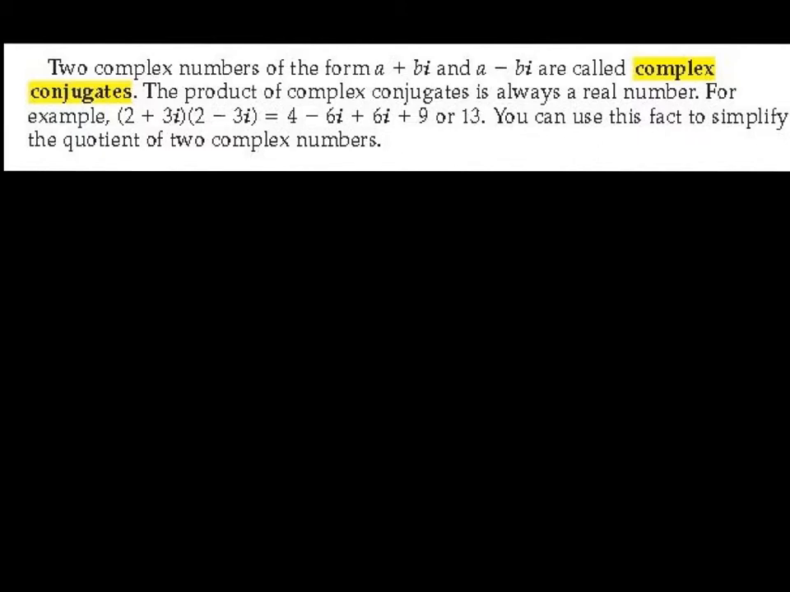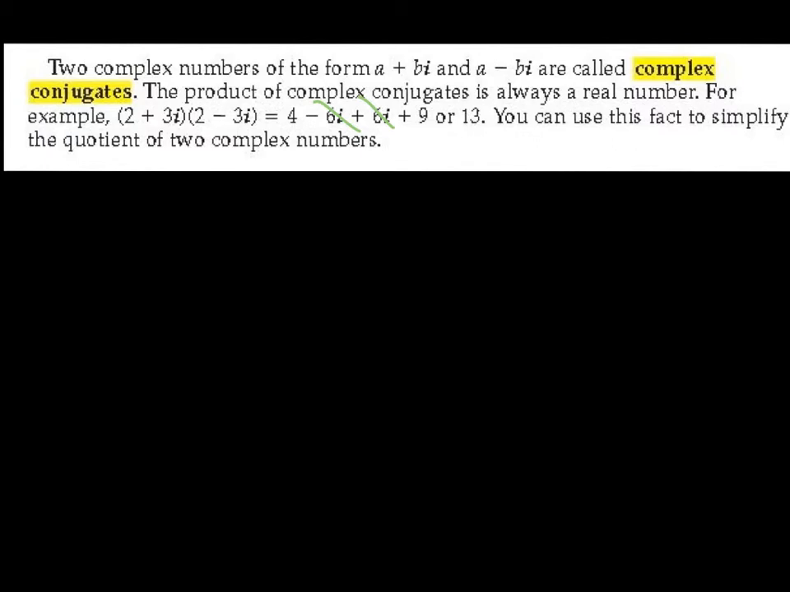Two complex numbers of the form a plus bi and a minus bi are called complex conjugates. The product of complex conjugates is always a real number. For example, if we multiply 2 plus 3i times 2 minus 3i, 2 times 2 is 4, minus 6i plus 6i, minus 9i squared would be the same as plus 9. The i's are going to cancel out, so all we have left is 4 plus 9 is 13.